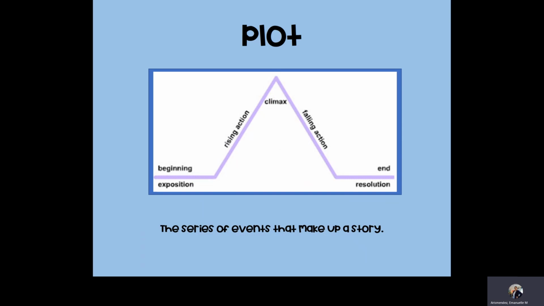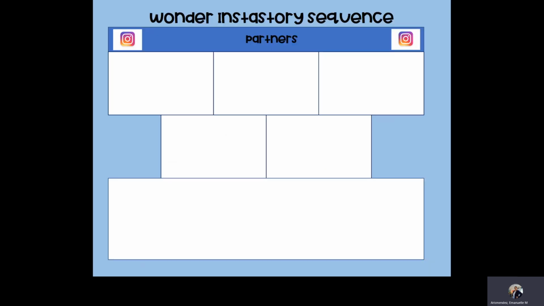This is our plot diagram. Remember that the plot diagram has an exposition, rising action, climax, falling action, and resolution. So we're going to take this and remember this when we look at this next part, okay? We're going to be telling the plot through an Insta story.